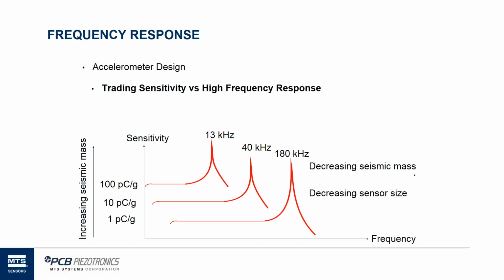So the curve on the lower right, that's an accelerometer in an application that may be a computer hard drive. Very small device, very high frequency, not very able to tolerate a large mass when we place an accelerometer on it. But on the other end, on the left-hand side, a 100 picocoulomb per G accelerometer is going to be very heavy. And if we want to use a very heavy device, we want a very large structure like a bridge, okay?